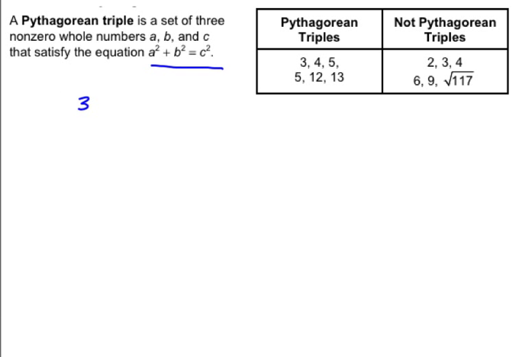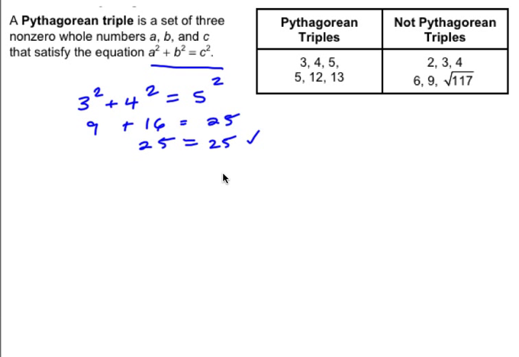If I took 3 squared and I added it to 4 squared, I'm going to get the exact value, which is 5 squared. So this is 9 plus 16, which equals 25. And 25 equals 25, so yes, it's true. Okay, that is what makes it a Pythagorean triple.